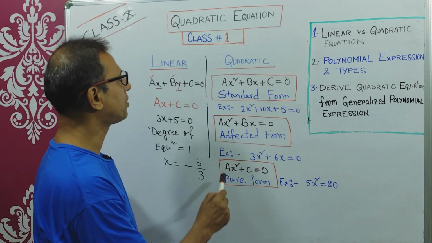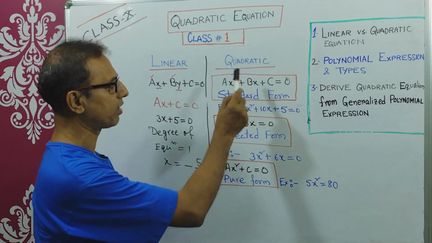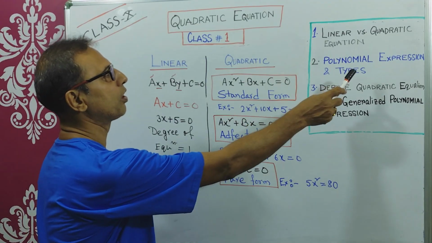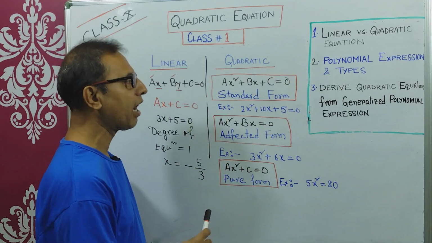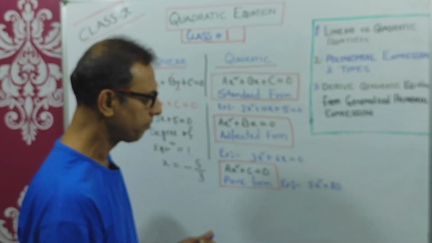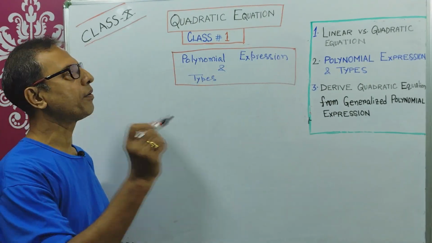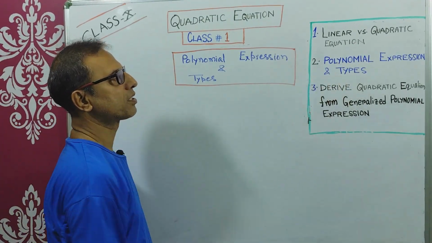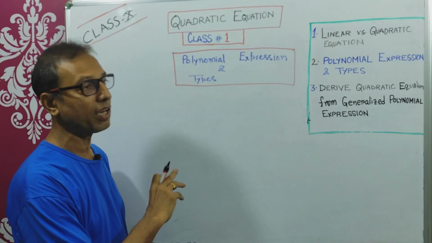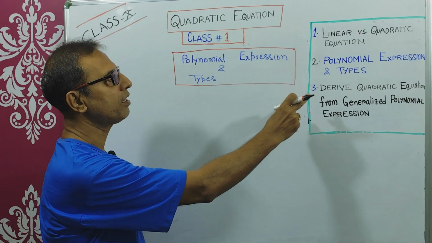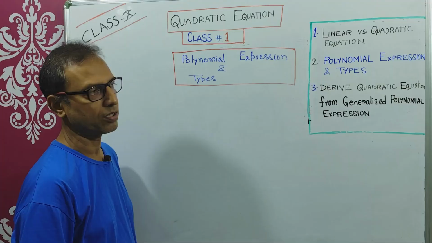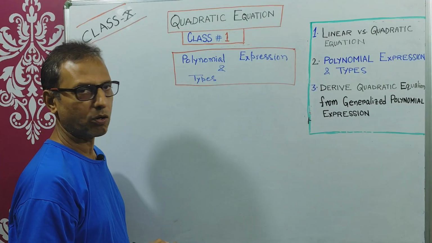Right, so you just understand what is quadratic equation, and what are the different types of quadratic equation with example. Now I will go to polynomial expression and types, and then I will derive quadratic equation from the generalized polynomial expression. Now I will come to the second topic, polynomial expression and types. Probably you know polynomial expression by this time already, but still I will explain here because I will also derive the generalized formula of polynomial expression. That is why I am explaining this part also.